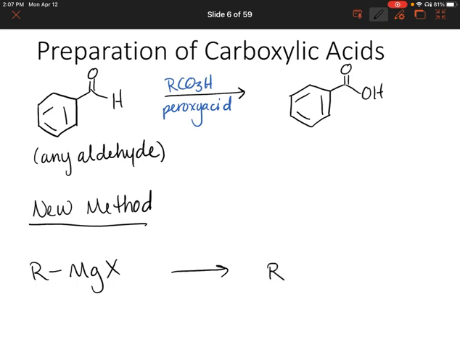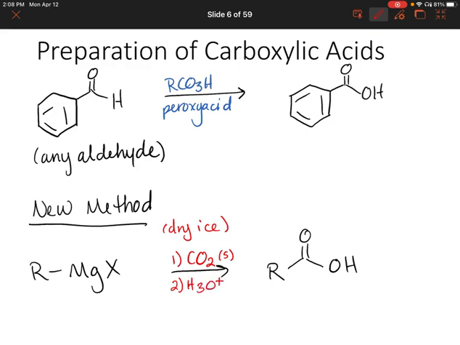So we can actually turn this Grignard reagent into a carboxylic acid. And what we're going to use is carbon dioxide. That will be a solid, so that's dry ice. If you've ever seen the ice that immediately turns into smoke, that's dry ice, and that's just made of solid carbon dioxide. You can just pick that up at the store. And then we'll follow that up with an acid. So that's pretty cool. Just some Grignard reagent and dry ice, and you get a carboxylic acid.